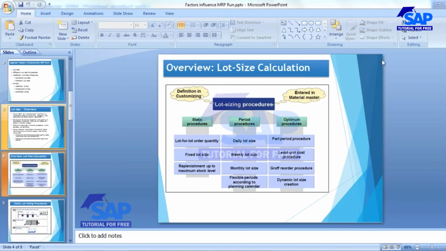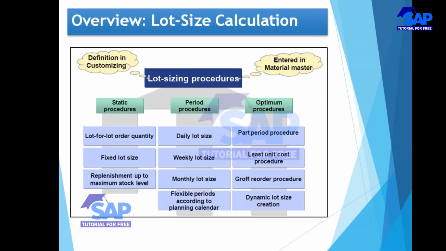Okay, so the different lot size procedures: first we have the static procedures. Then we have periodical procedures, then we have optimum procedures. Of course, anyhow we will not be discussing these optimum procedures, because in the test systems we cannot show these optimum procedures. We will be discussing only static procedures and periodic procedures.